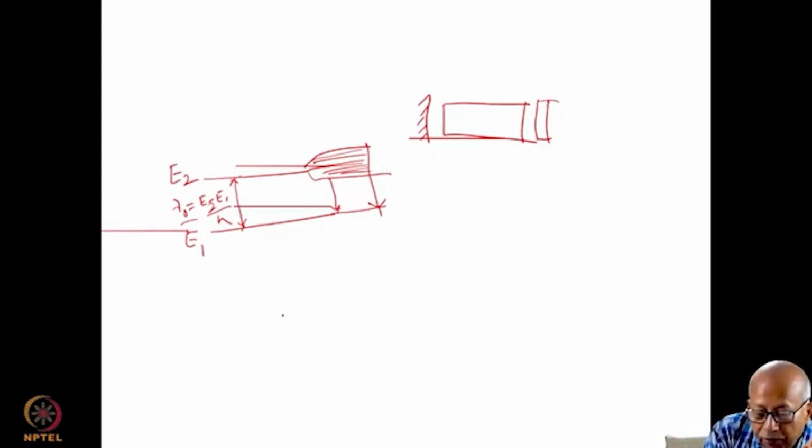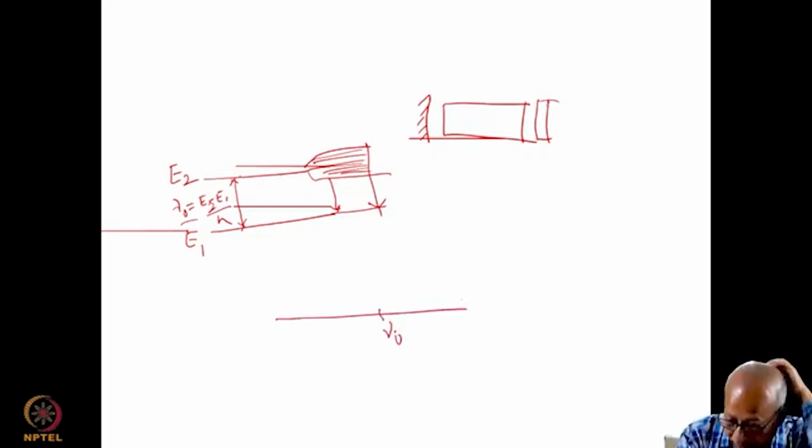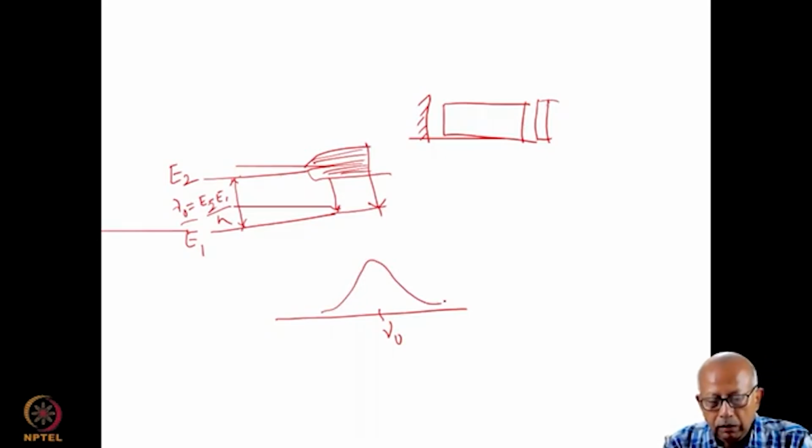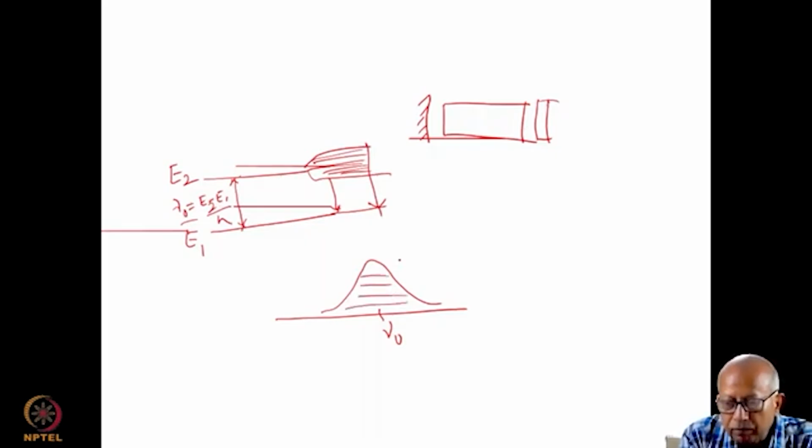And therefore, the gain, if this is our line center frequency nu 0, here the gain of course will peak, but it will drop off on either side. Now, the gain thus occurs at numerous frequencies, and when we place this gain medium inside the cavity, there will be spontaneous emission on all these frequencies, which will oscillate back and forth inside the cavity.